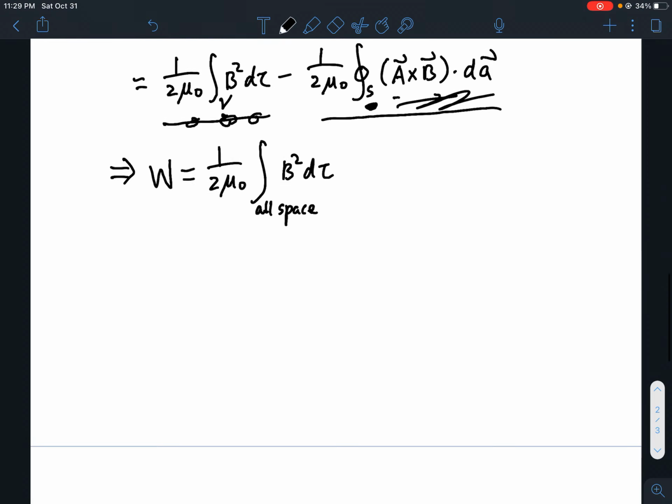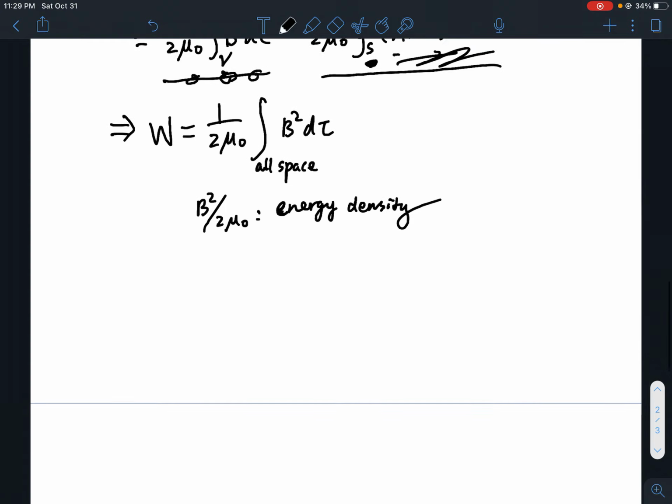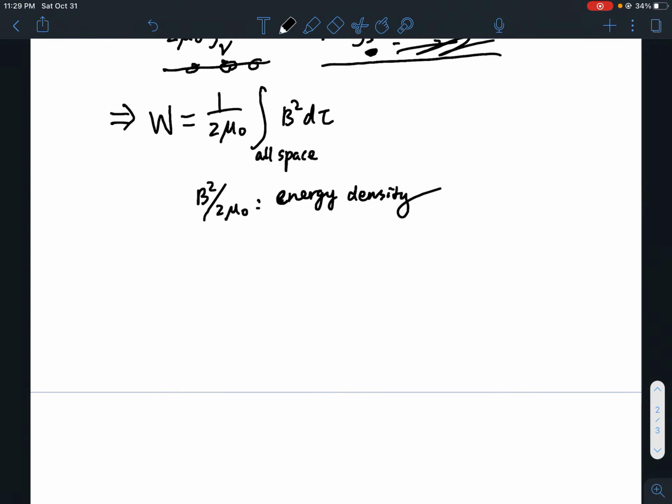And you can see that we can view this B squared divided by 2 mu 0 as the energy density. And this can be treated as the energy stored in the magnetic field.